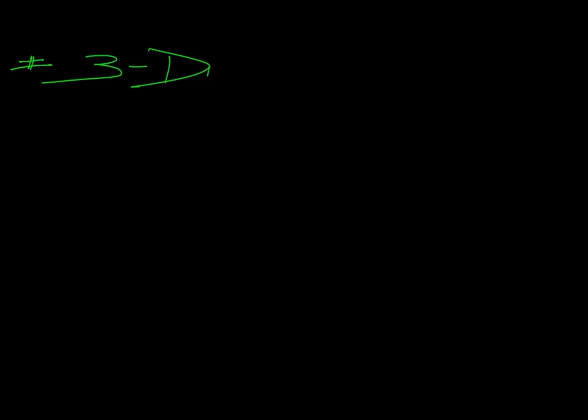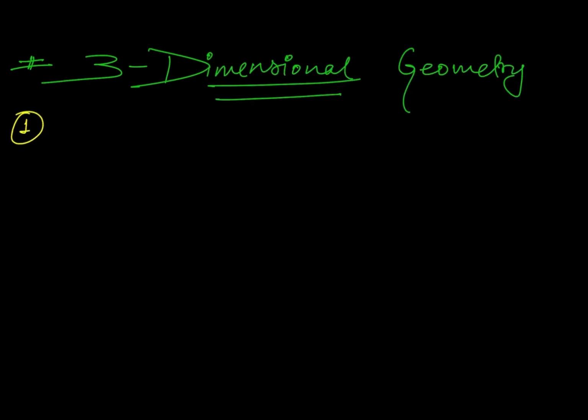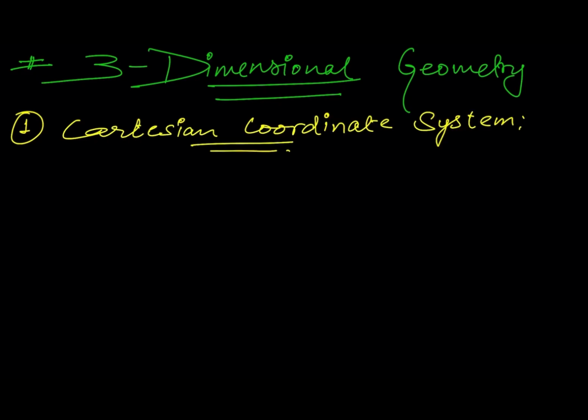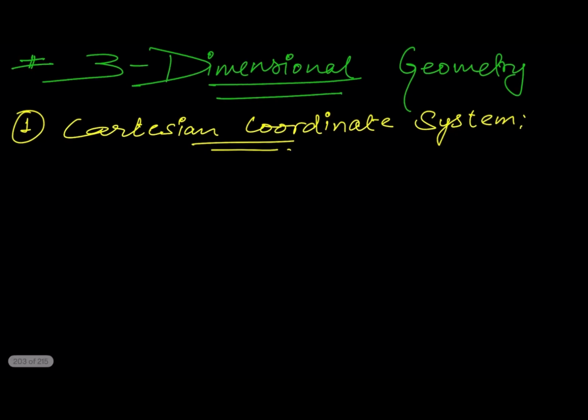So students, second part is three-dimensional geometry. In this first topic we will cover Cartesian coordinate system. Like in 2D, there is a Cartesian coordinate system in which there were two mutually perpendicular lines, right? In this case also there are mutually perpendicular lines, but because we are talking in space, we will take three mutually perpendicular lines, right? Say this is x axis, this is y axis, and this is z axis.